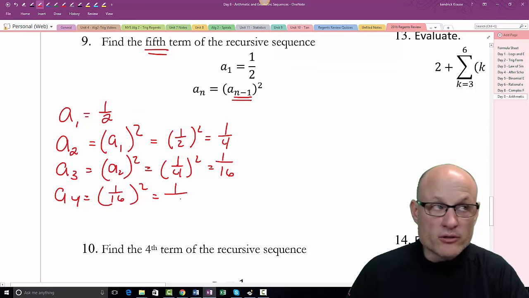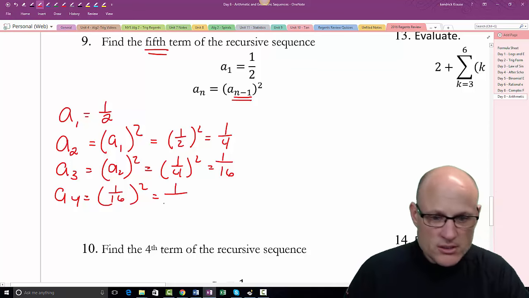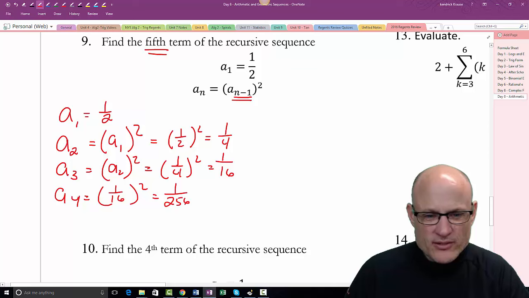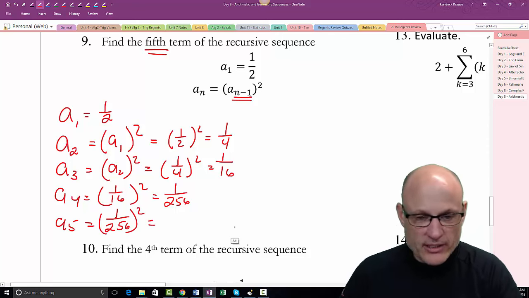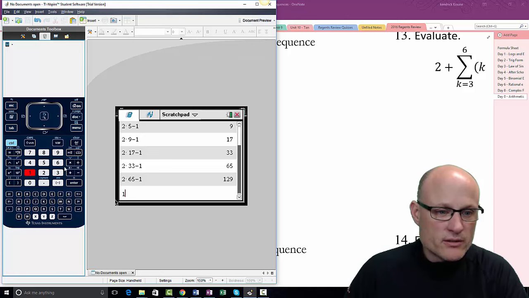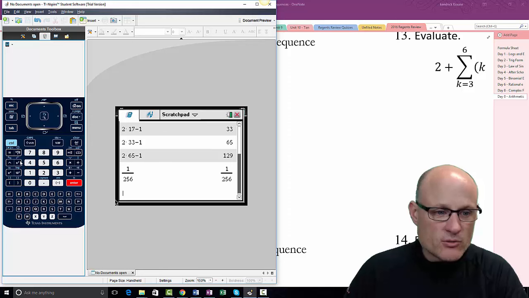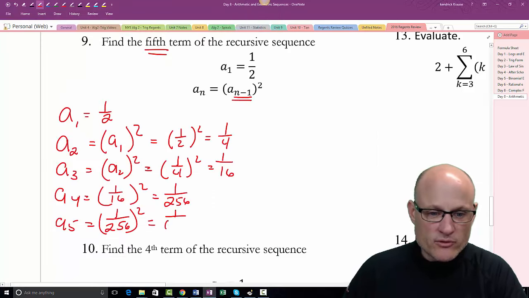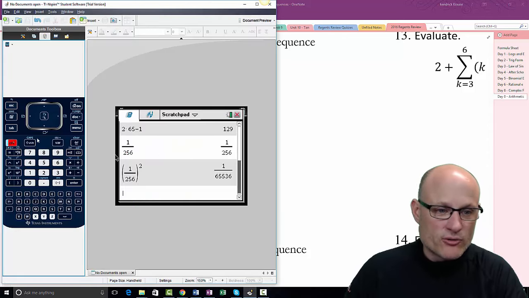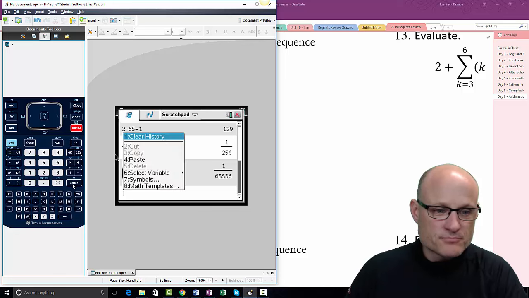A sub 4 is really the one before it, 1 over 16 squared. So that's 1 over 256, I think. And then a sub 5, which would be our fifth term, is 1 over 256 squared, which I'm not sure what that is. 1 divided by 256 squared. 1 over 65,536.